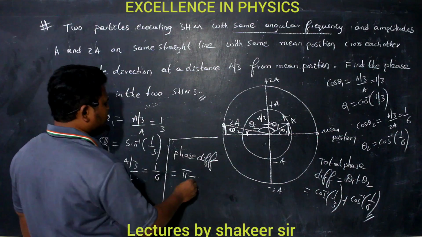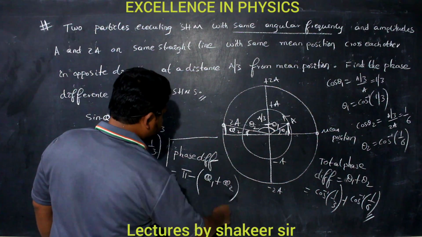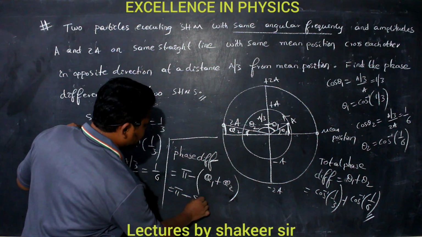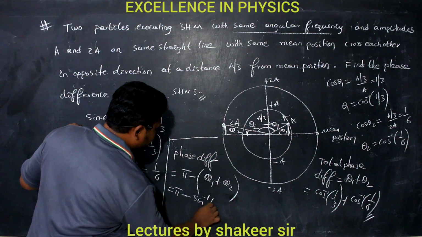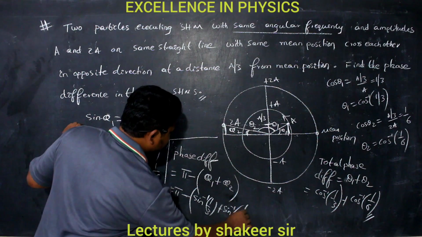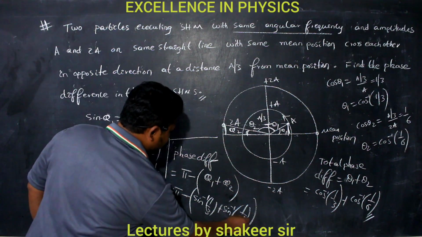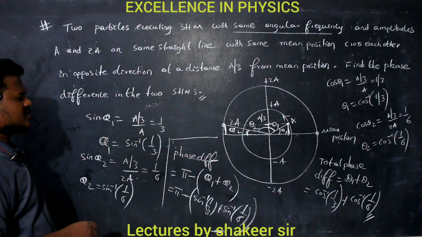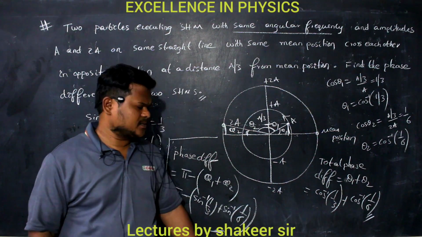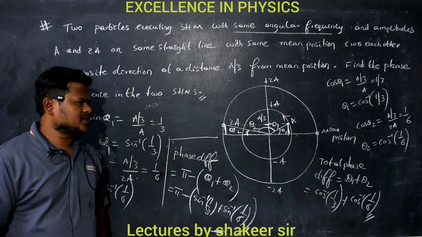Clear? Or we can write pi minus of alpha 1 plus alpha 2. So pi minus alpha 1 is sin inverse of 1 by 3 plus sin inverse of 1 by 6. Clear? So in this method also we can do the calculation. You should search for the options. In the options, if you find this relation, then you are supposed to solve by using cos theta. In the options, if you see this one, then you are supposed to solve with the help of sin theta. That's all. Clear?